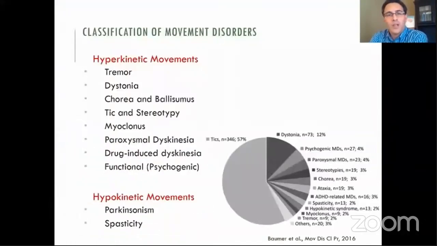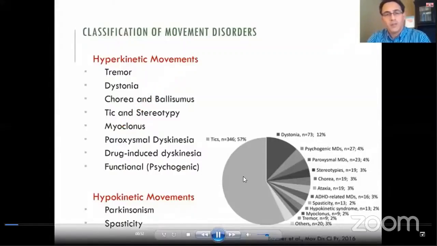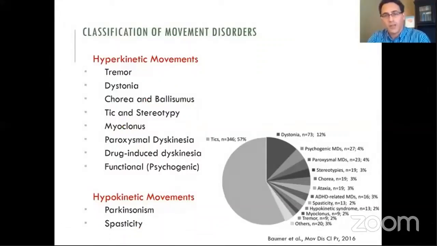As you know, the range of movement disorders in the pediatric population is broad, and these are often classified based on excess or lack of movement into hyperkinetic or hypokinetic movement disorders. Hyperkinetic disorders consist of 5 main categories based on the phenomenology. These are tremor, dystonia, chorea and ballismus, tic and stereotypy, and myoclonus. And there are also other distinct categories such as paroxysmal dyskinesia, drug-induced dyskinesia, and functional movement disorders. The hypokinetic movements, which are less common in the pediatric population, include Parkinsonism and spasticity.